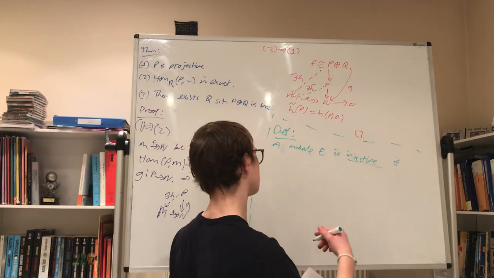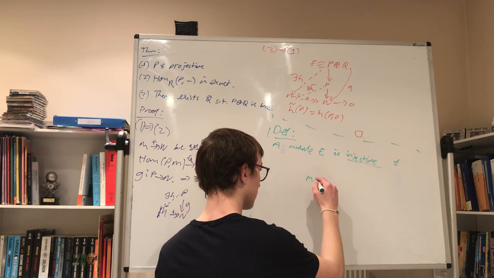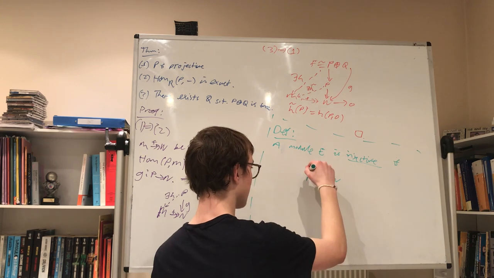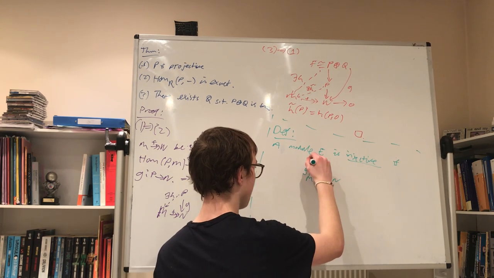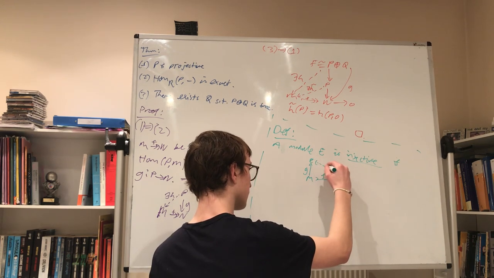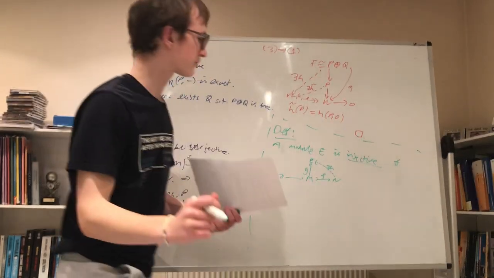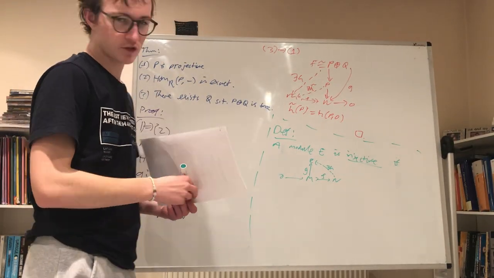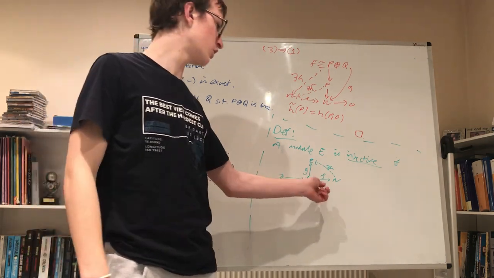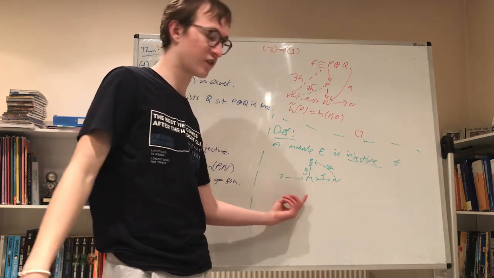So now we have an injection F, and we have a map from M to E, and there exists an H like this. Again, H is not necessarily unique. It's literally the dual. Surjection became injection. We flipped all the maps. This is the diagram we're left with.